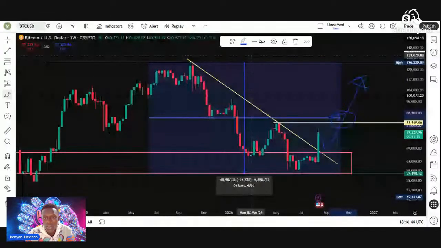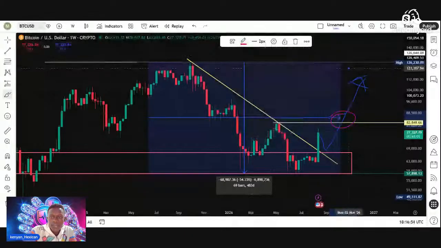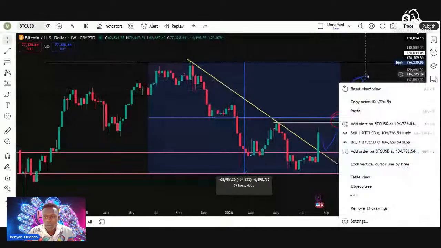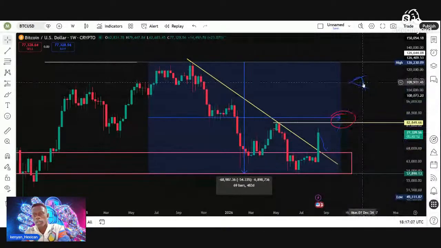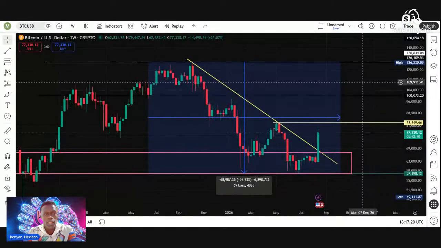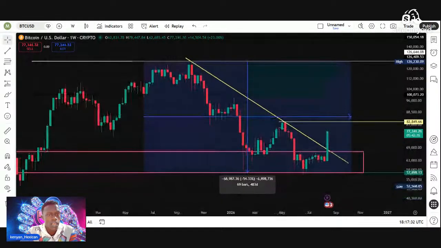We are having quite a lot of things that we are waiting for. But this is simply to say that if price breaks, actually not breaks, but if price retests this zone, we are going to be confirming that price is going to go up.